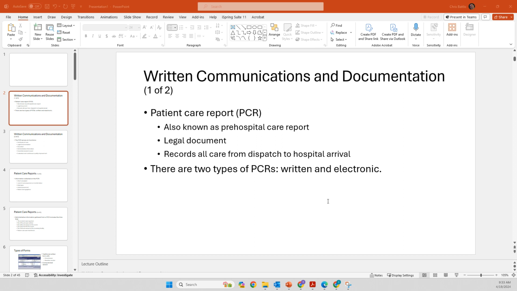Your pre-hospital report, your run report, whatever you call them where you're working. It's a legal document. It records all the actions from dispatch to the completion of the call: times you were dispatched, when you were on scene, what you found, patient's information, billing. It's got everything in it. All right, and it's our responsibility as providers to make sure that these are done right, done correctly, managed properly. There's two types of PCRs, written and electronic.